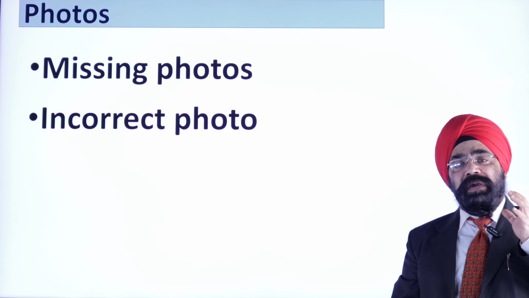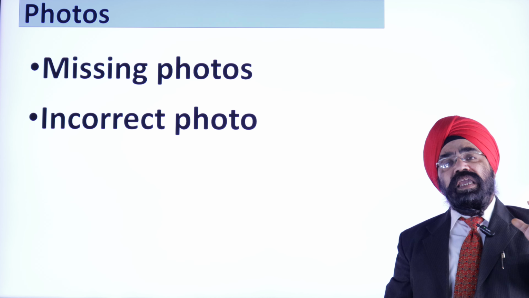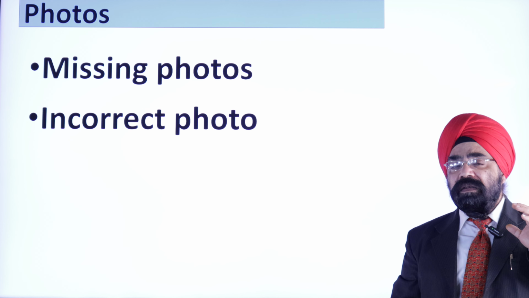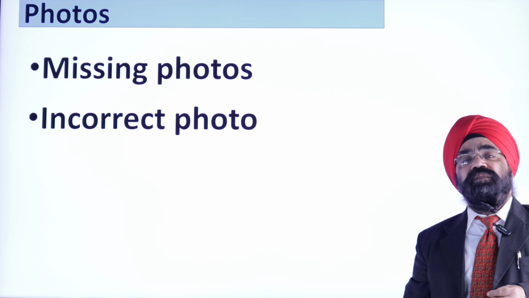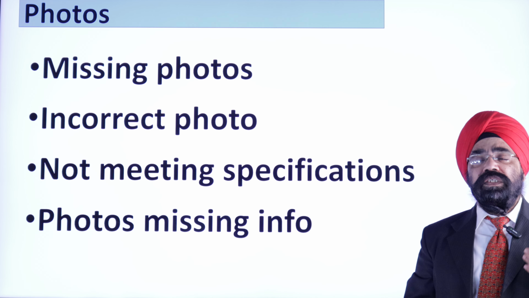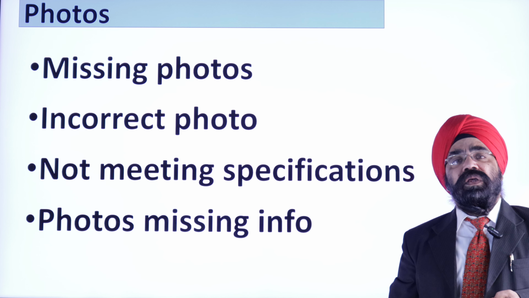On the back side of the photo, you have to have the photographer's name, address, place, their telephone number, all these things should be there, plus the applicant's name, date of birth, signatures. So if the photo is missing that information, that is also a reason for refusal.